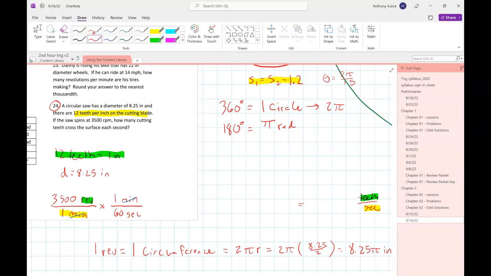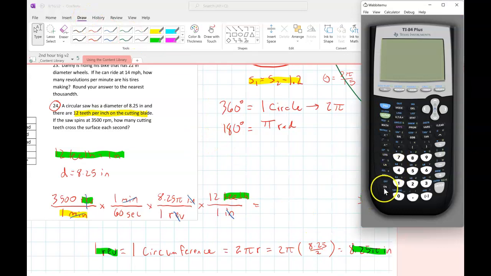Everybody's okay with that? So, since I have revolutions on top in my fraction, I know that I need revolutions on bottom. And my conversion factor here says that 1 revolution is 8.25 pi inches. And then my next conversion factor tells me that 1 inch is 12 teeth. So when I multiply through, revolutions cancel, inches cancel, and I'm left with teeth per second. Righteous, Mr. Hulick.